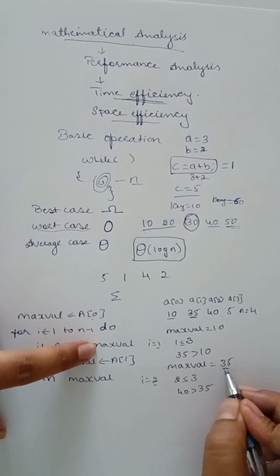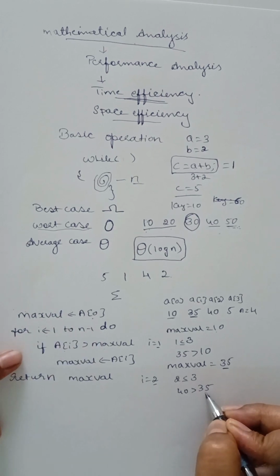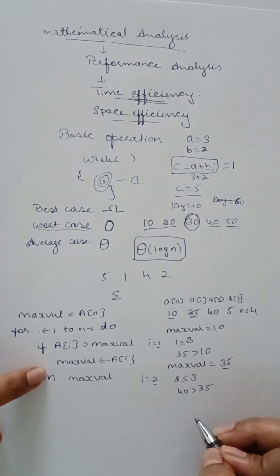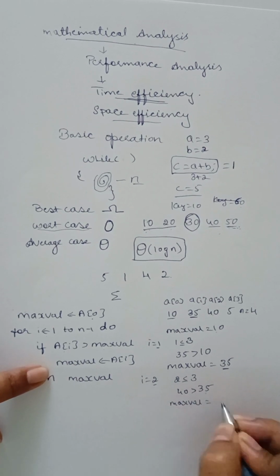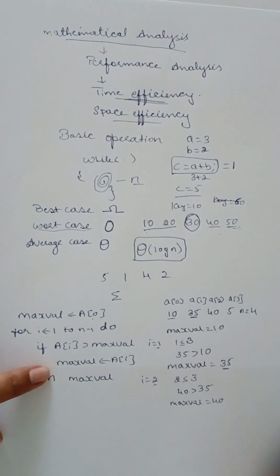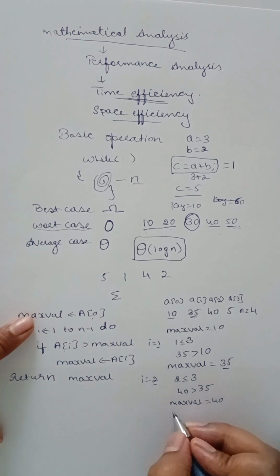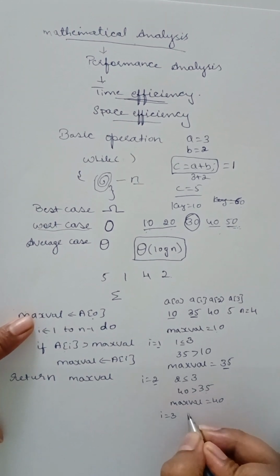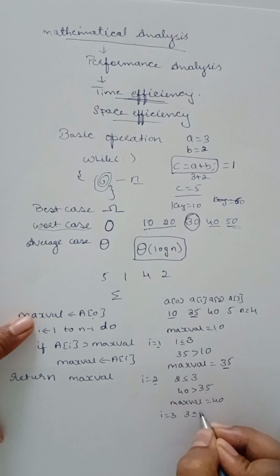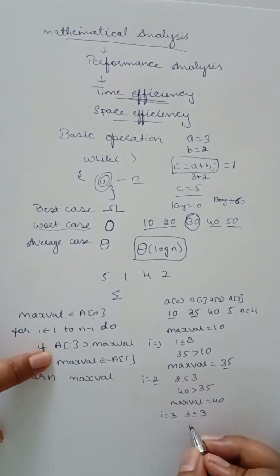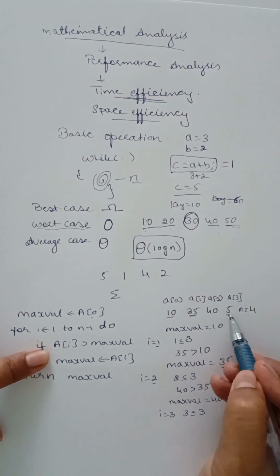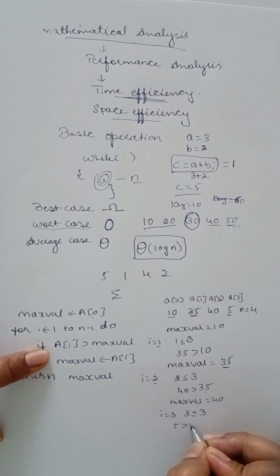Our new max value is 35. Is 40 greater than 35? The condition is true, and then max value is equal to 40. Next, increment the I value. I is equal to 3. Is 3 less than or equal to 3? The condition is true. Then A of I, that is A of 3. What is there in A of 3? 5. Is 5 greater than 40?